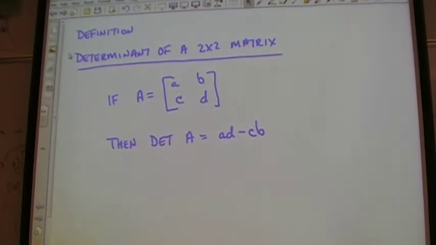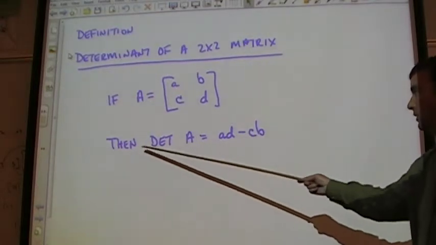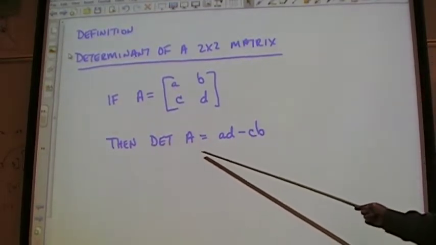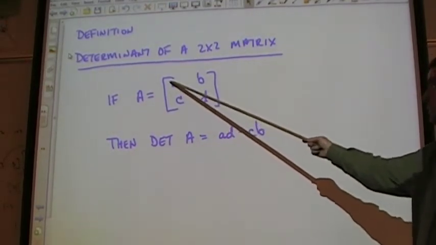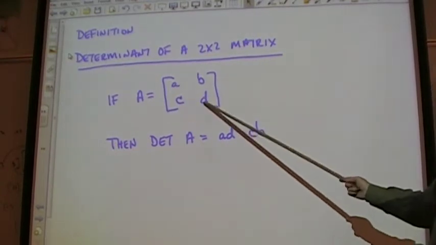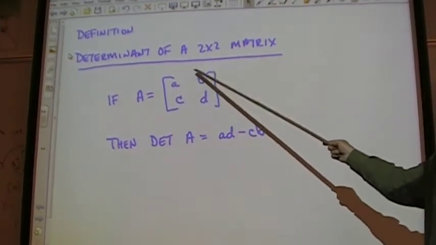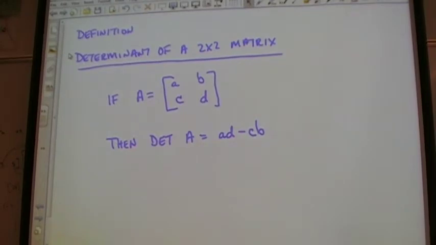The determinant of a 2 by 2. This is another definition. Write it down. Pretty basic. Determinant of a 2 by 2 matrix. If we have matrix A equal to A, B, C, D, then to find the determinant of matrix A, all you do is multiply diagonally A times D and subtract C times B, the product of C times B. So know that formula.